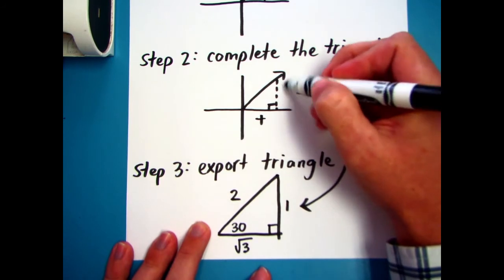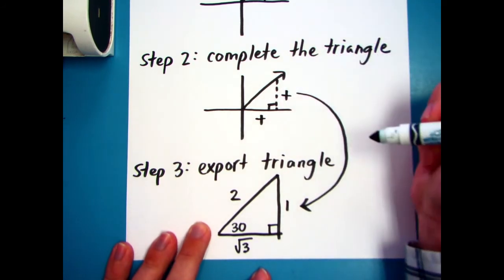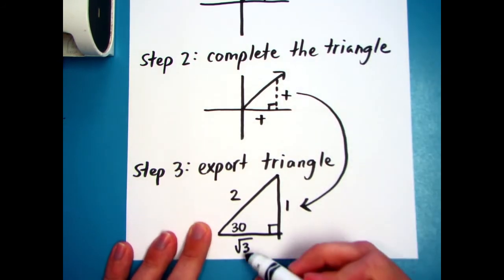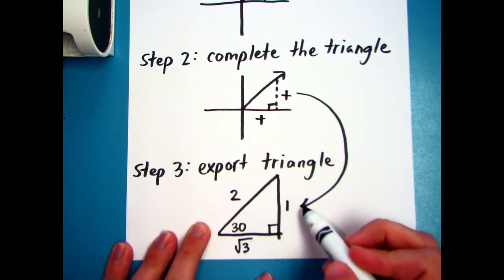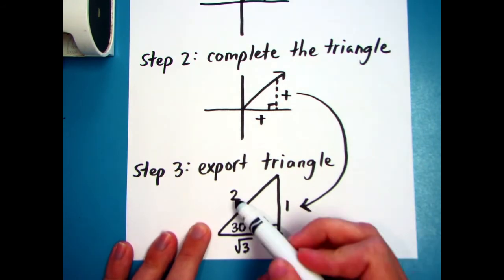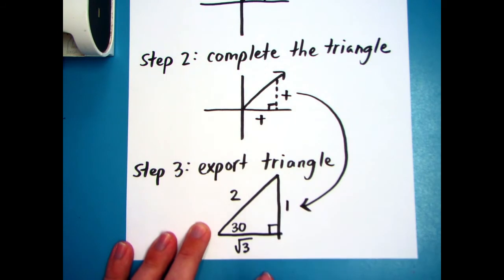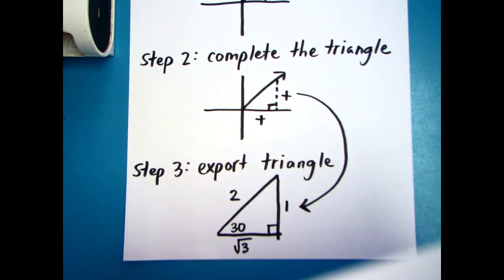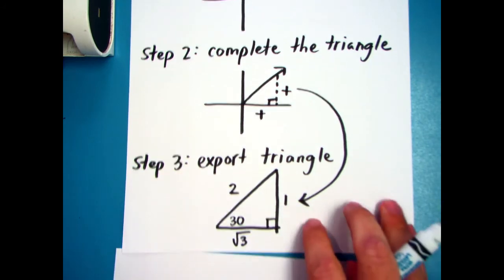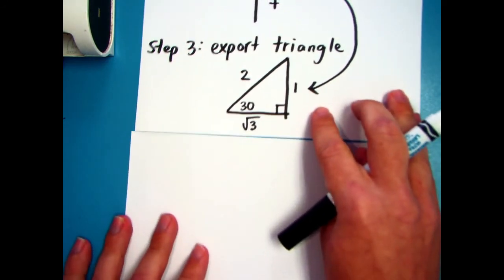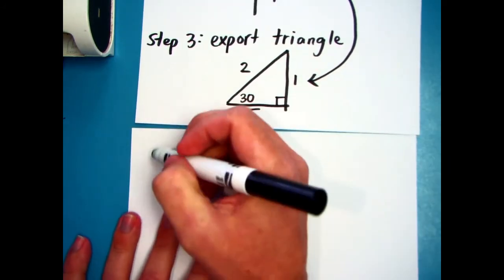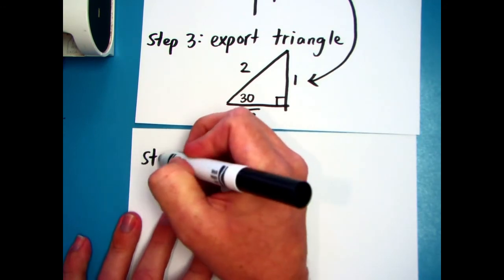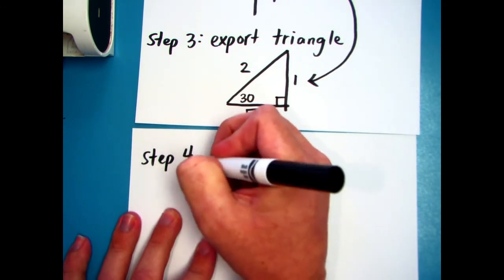I mentioned to make note of any possible negative sides. Well, the root 3 is going in the positive x direction. The 1 is going in the positive y direction, so those are both positive, and the hypotenuse is always positive. So root 3, 1, and 2 are all positive.